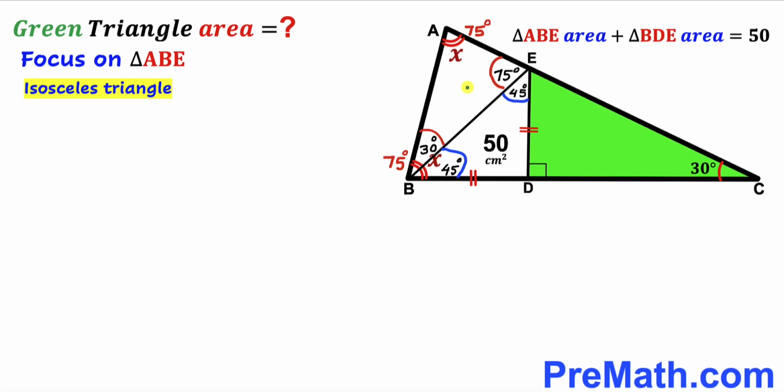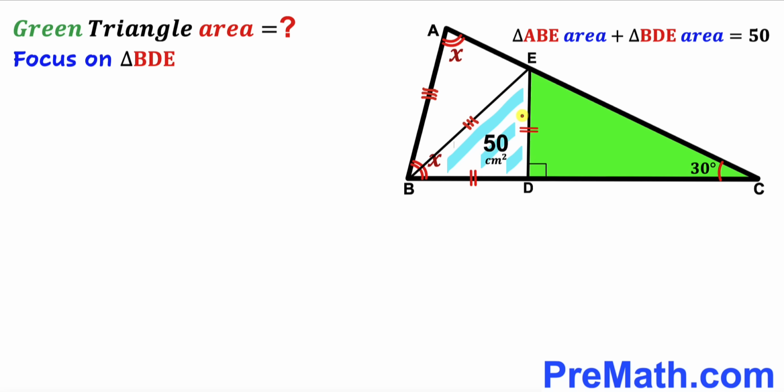So we conclude that this triangle ABE is an isosceles triangle, since this angle is 75 degrees and this angle is 75 degrees as well. So this side BE must be equal to this side AB. Both of these sides are congruent. Now we are going to focus once again on this right triangle BDE.